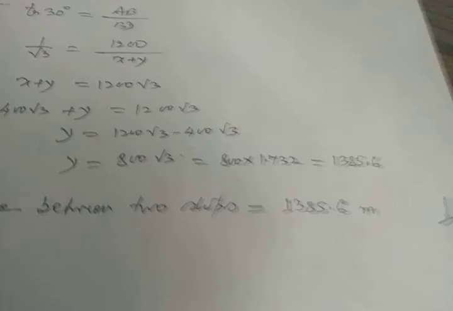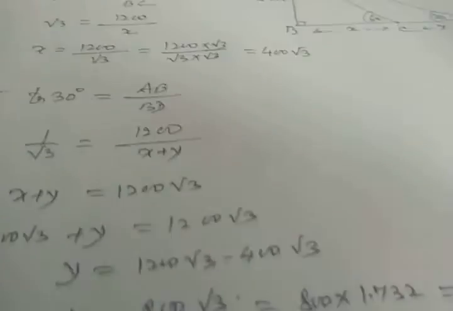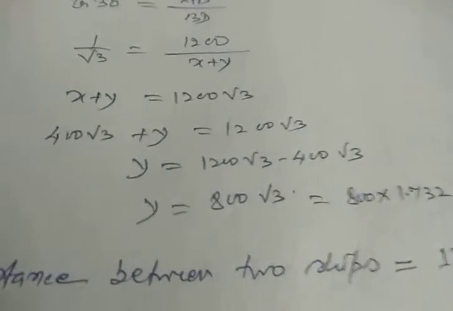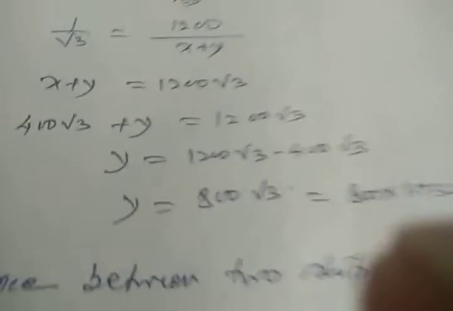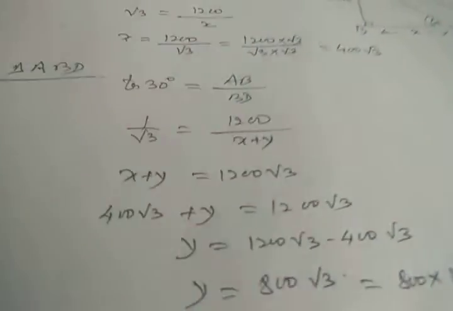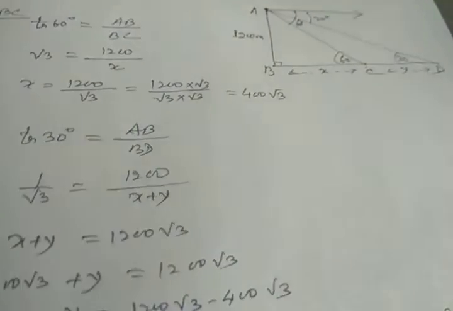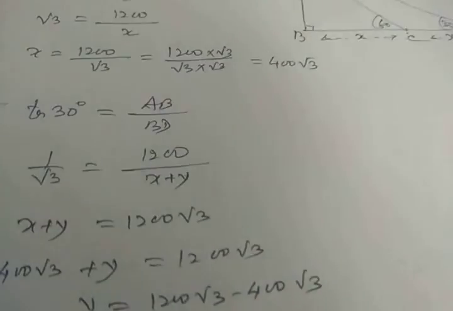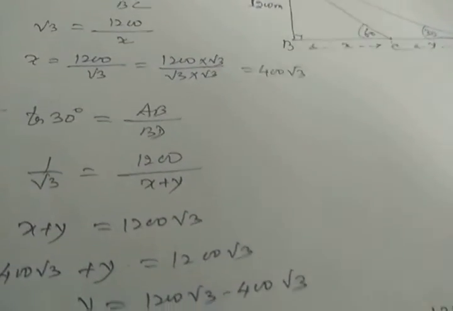1385.6 meter. So in this way, students, we have discussed today 5 problems of height and distance. Now try to solve more problems of similar types. Give more stress to drawing the correct figure. If the figure is correct, only then your solutions will be correct.